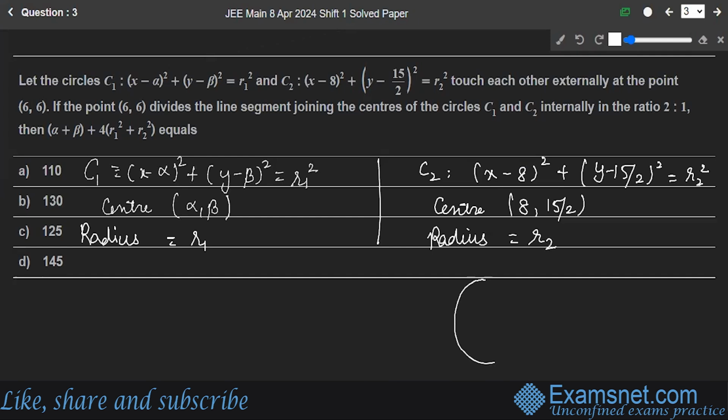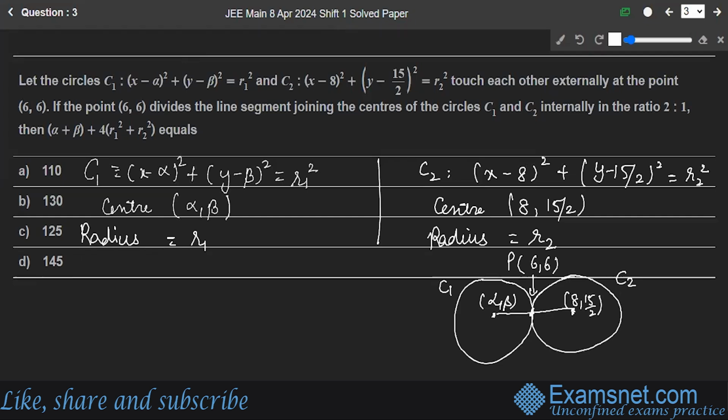Okay, let's try and make the circles. So here is your first circle, and it's given that they touch each other externally at the point (6, 6). So this is your point (6, 6). Let's say this is the point P. This is the center of the circle, first C1 and this is C2, and this is the center (8, 15/2). This is R1 and R2. Correct.